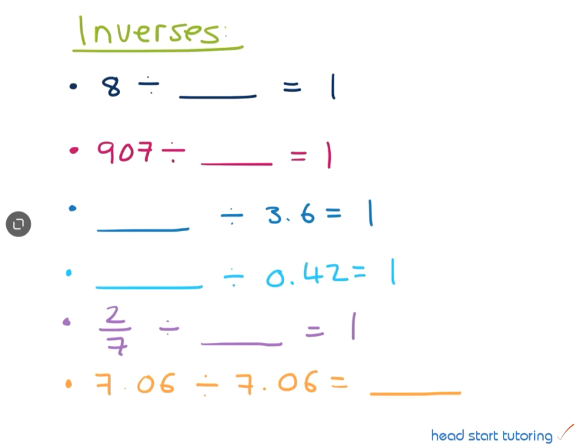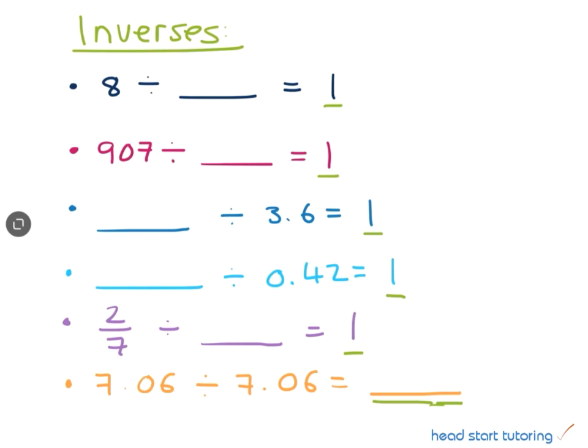We are going to be having a look at inverses. Let us first have a look at numbers that we need to divide in order to get an answer of 1. As you can see here, all these answers are 1, except for this one at the end, which we'll work out just now.